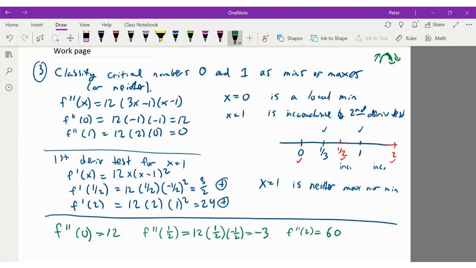Where are we getting 1/2 from? I just picked it. It's a number that's in between 1/3 and 1. You just want to pick an arbitrary number that's in between the transition points.